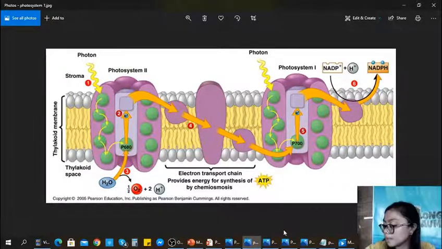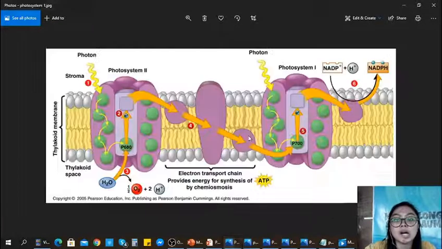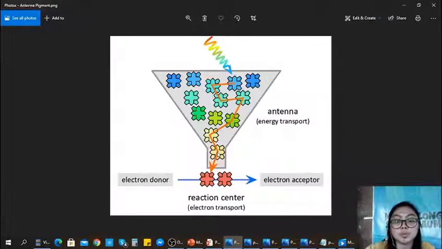So I have an example here. This is the antenna. This is like an energy transport that passes energy to the reaction center of photosystem 1 and photosystem 2.